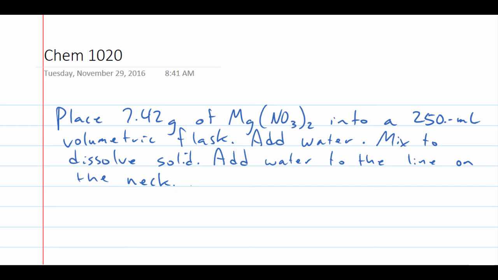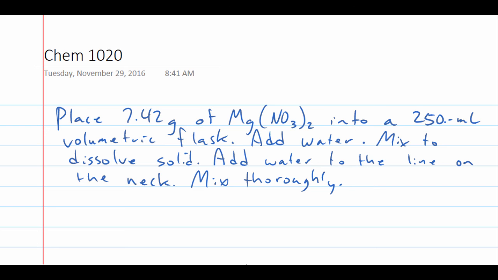We have enough water, but what's wrong with the solution? What do you need to do? Shake. Yeah, you need to mix it thoroughly. So we need to shake it or mix thoroughly. So these are the steps we go through in making this particular solution. We place 7.42 grams of magnesium nitrate into the volumetric flask. We add water, mix to dissolve. Then we add water to the line on the neck, and then we mix thoroughly.